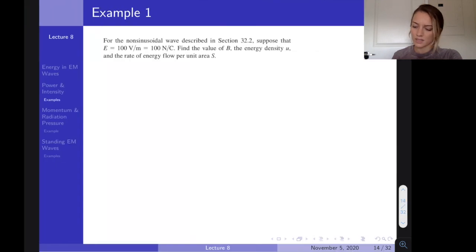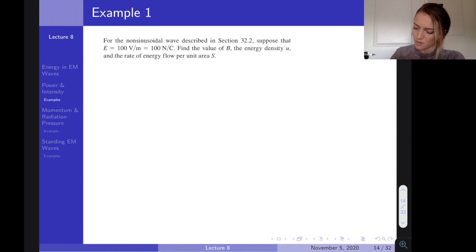All right, so now let's do an example. Here we have, for the non-sinusoidal wave described in section 32.2, so that was just some random wave, I don't think we need it. Suppose that E is 100 volts per meter. Find the value of B, the energy density U, and the rate of energy flow per unit area S.